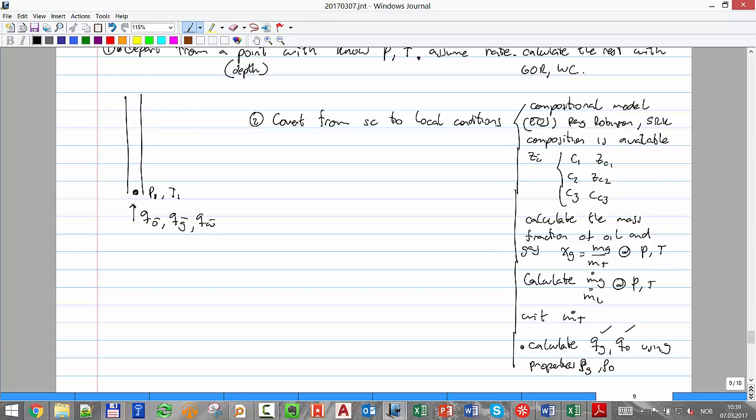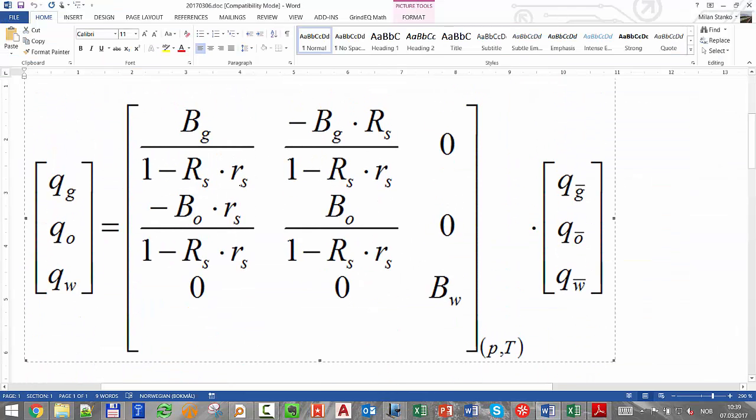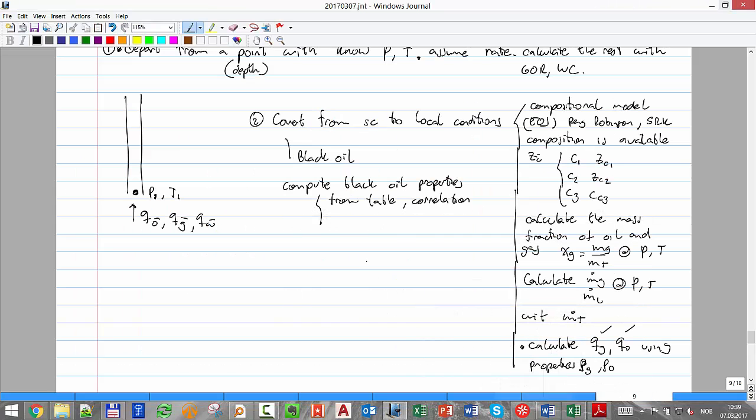Is that clear? If there is another approach, that is black oil, we need to compute black oil properties. These are usually from a table or correlation. And this is a bit more straightforward, but the thing is that I have to have my black oil properties. But it looks something like that. I just do a matrix.